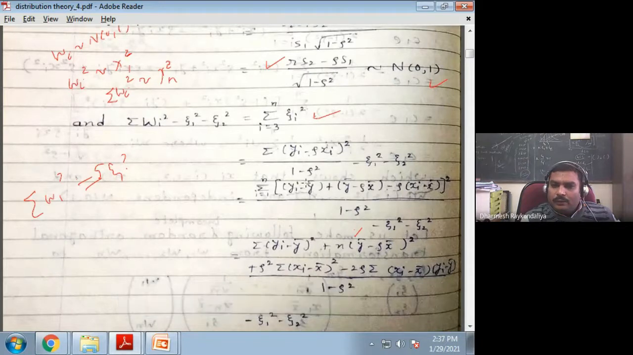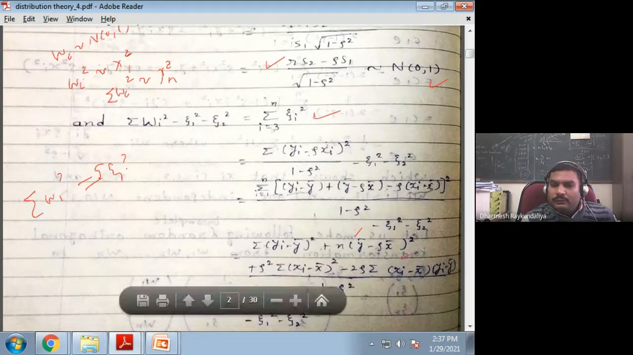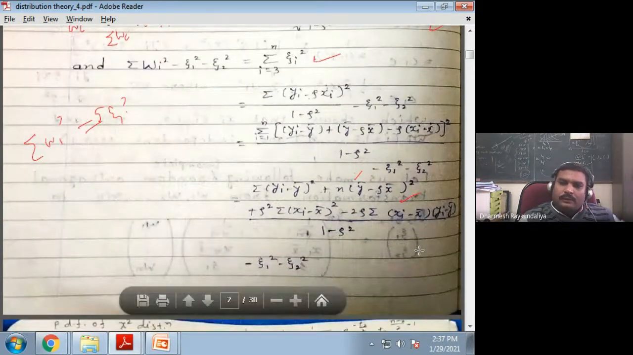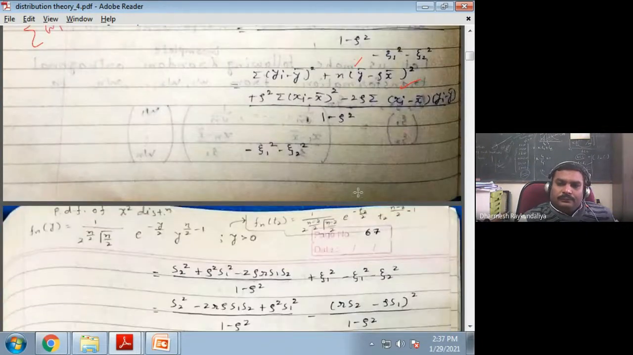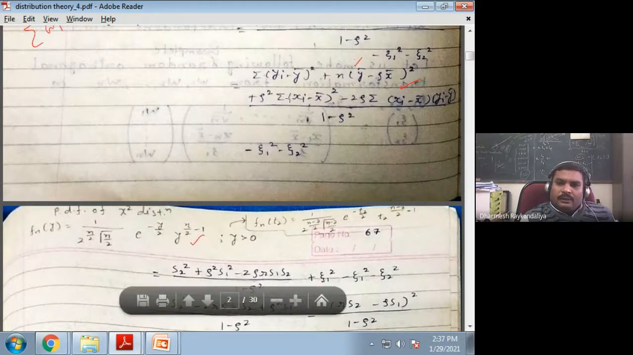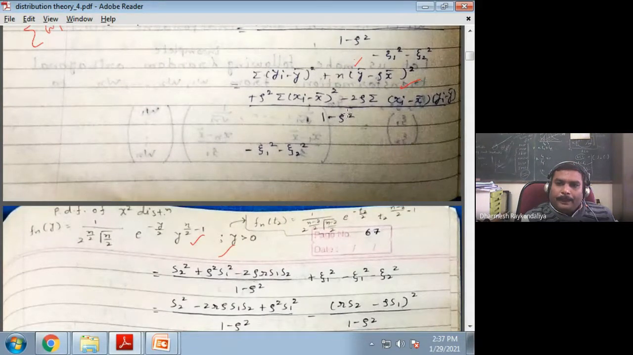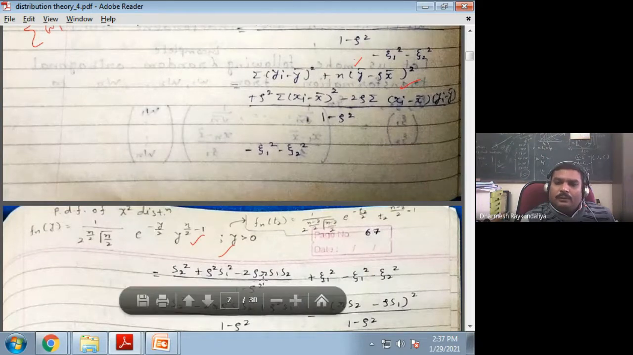This is a constant, so the term summation over y minus y bar is 0. But here it is minus 2 times rho summation yi minus y bar into xi minus x bar. So this is what is written upon 1 minus rho square. Now this is nothing but s1 square. Sorry, summation yi minus y bar square is s2 square. This is nothing but rho square s1 square. And this is minus rho times, it is nothing but r s1 s2 upon 1 minus rho square.